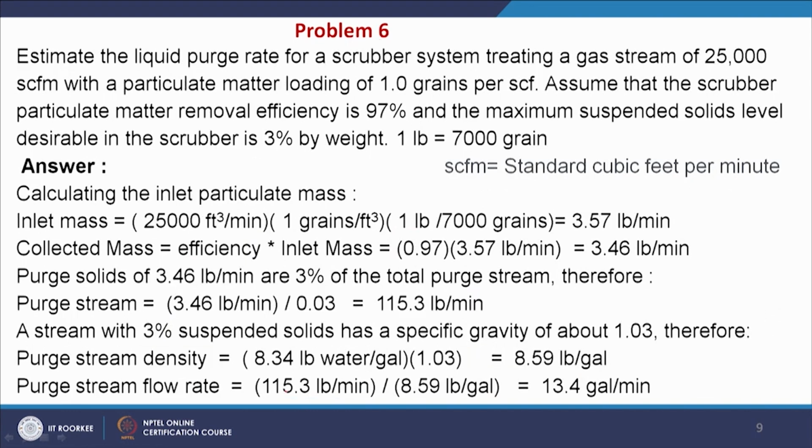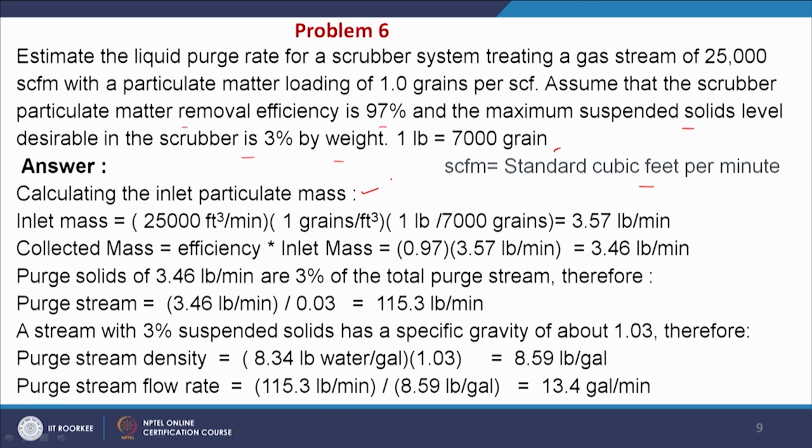Next, problem number 6. The statement is: estimate the liquid purge rate for a scrubber system treating a gas stream of 25,000 SCFM with a particulate matter loading of 1 grain per SCF. Assume that the scrubber particulate matter removal efficiency is 97% and the maximum suspended solids level desirable in the scrubber is 3% by weight. It is given that 1 pound is equal to 7,000 grains, and SCFM is standard cubic feet per minute. So, we can solve like this, by calculating the inlet particulate mass.